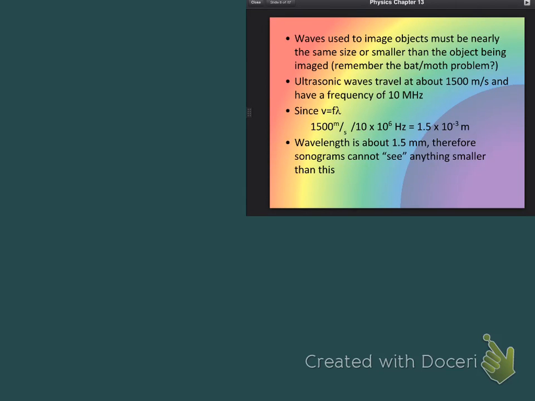Okay, so when we are using waves for imaging, and there's a problem in the book I'll be assigning, it's the bat moth problem. You can't see something that's smaller than the wavelength that you're using to see it. So when you're using ultrasound imaging, an example I'll use, here's a little 27-week fetus, okay? And they now do all kinds of crazy imaging stuff.